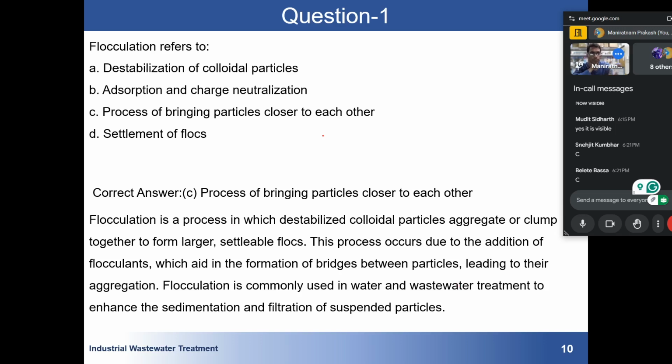So remember the whole process: first coagulation will occur, and to add to the floc formation or to precipitate, there is addition of flocculants also. So coagulation and flocculation occur simultaneously. Okay. So this is not just specific to industrial wastewater. This is common to every kind of wastewater.